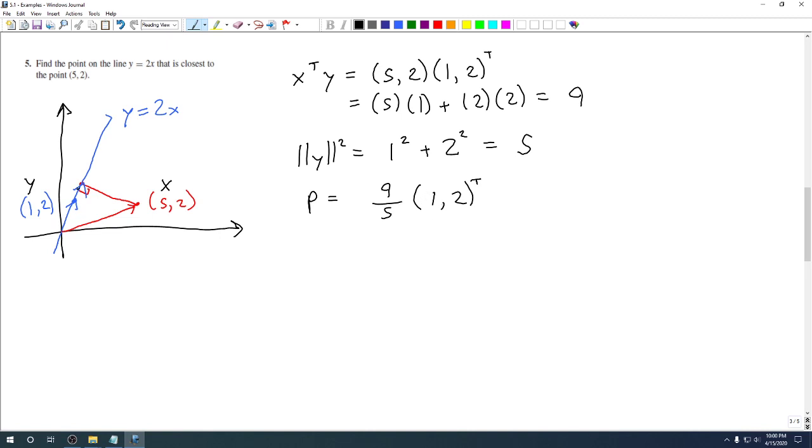This is the p, and p is the vector from the origin to this point here, the point that we're looking for. So the coordinates of that point are literally just the numbers that we have in this vector. We have to move the 9/5 into there, but our first one is 1 times 9/5, so 9/5, and then 2 times 9/5, or 18/5. So maybe not a number we would have expected, but that is actually the closest point to the point (5, 2) that is on that line.